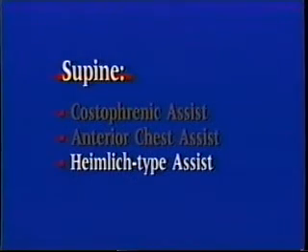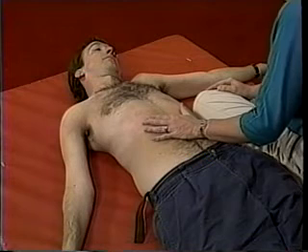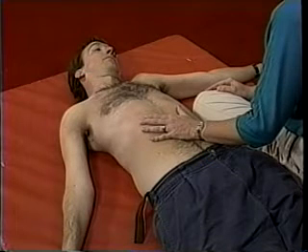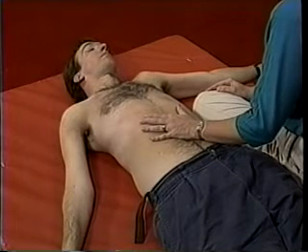A third assistive cough technique performed in supine, the Heimlich type assist, sometimes called the abdominal thrust, aids in inferior compression of the chest. Cough is going to help you with your lower chest compression. I'll ask you to do the same sequence.